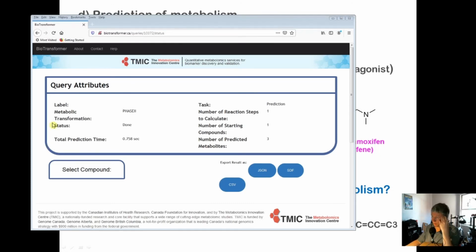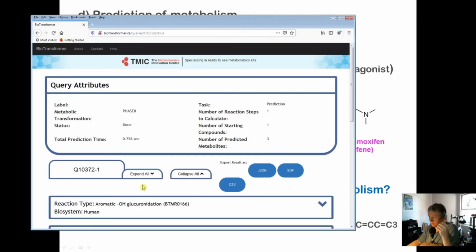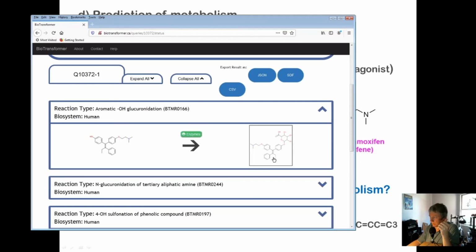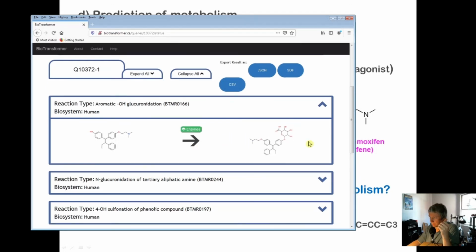Okay, and it's predicting 3 metabolites now for this molecule, and I can select it. It's just calling it Q10372, and it's predicting glucuronidation of the oxygen, just kind of like Tylenol did.